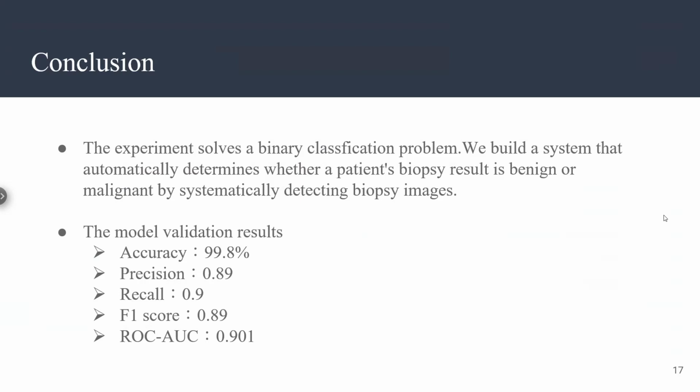Our accuracy is 98.8%, and our precision is 0.89. Our recall is 0.9. Our F1 score is 0.89, and the ROC AUC is 0.901.